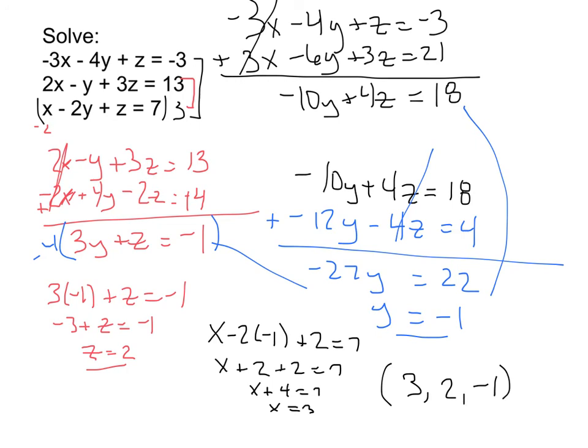So my ordered triple here is 3, 2, negative 1. Whoops, I reversed that, sorry. It should be 3, negative 1, y comes first, comma 2, okay? x, y, z. Don't make the mistake that I just did there. Put them in alphabetical order.